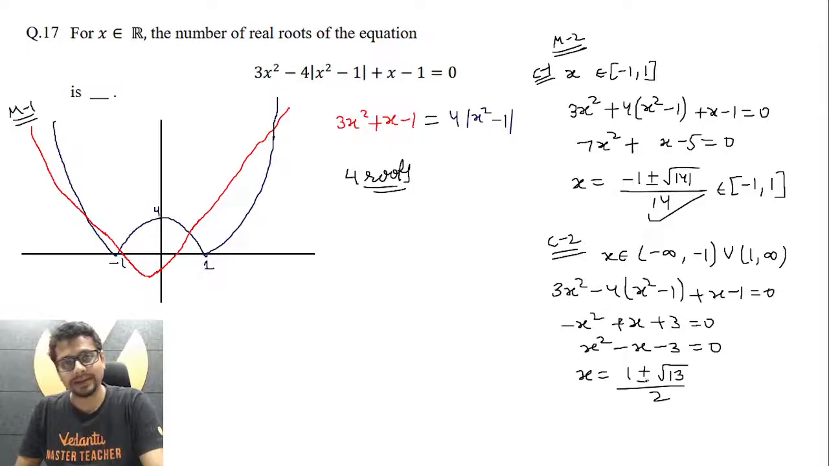Now the one with minus sign, 1 minus root 13. Root 13 is greater than 3 because 3 square is 9. So minus root 13 is less than minus 3. 1 minus root 13 is less than minus 2. And when you divide by 2, that expression becomes less than minus 1. So again, the other root is also acceptable. So these two roots are also acceptable. Why? Because they lie in this interval only. So that means there are 4 roots.